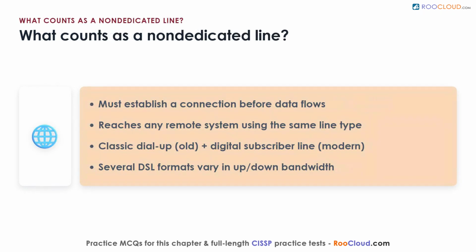What counts as a non-dedicated line? Any link that must establish a connection before data can flow, and that can reach any remote system using the same kind of line. Classic dial-up modems are the old example, and digital subscriber line is the modern one, riding the upgraded telephone network to deliver a wide range of consumer speeds. There are several formats of it, each offering different download and upload bandwidth. Think of a non-dedicated line as a phone you pick up and dial only when you actually need to talk, rather than a wire left permanently open.